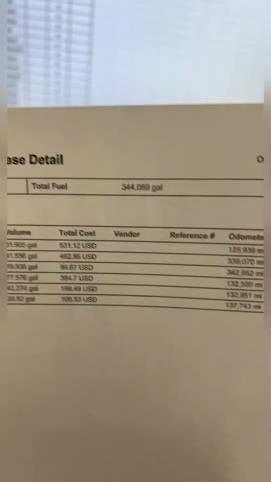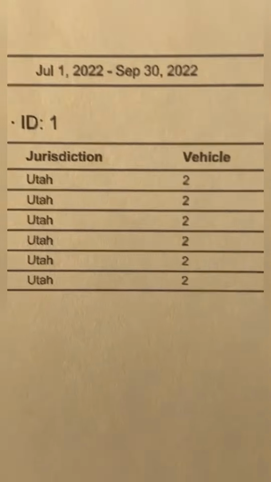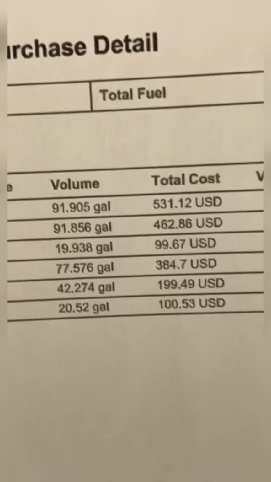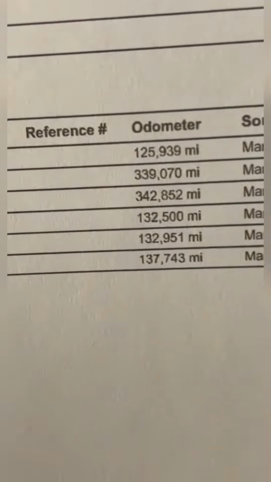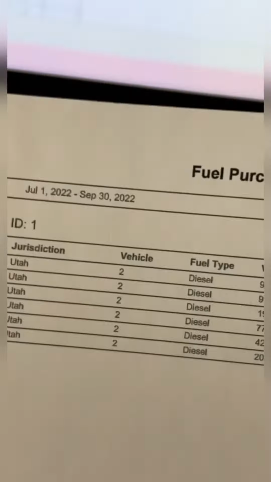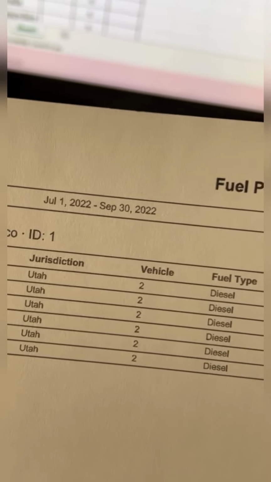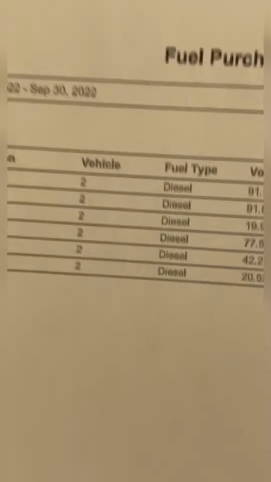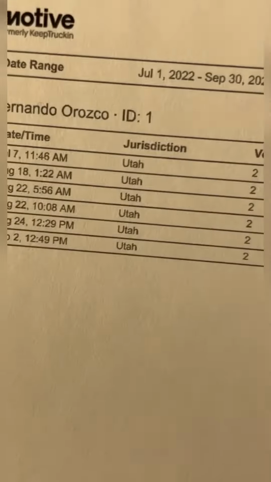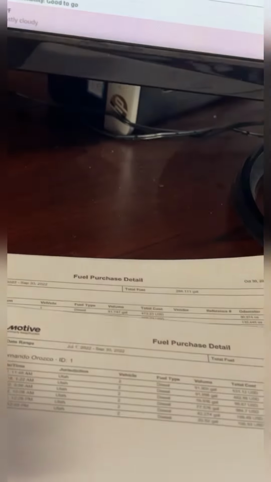It's a little extra tedious, but this is for the state of Utah. It'll have the jurisdiction, the vehicle, diesel, gallons, the cost. If I ever get audited by a certain state and they want me to show them records of, you know, the third quarter, instead of having it all together, I like to break it down by state.